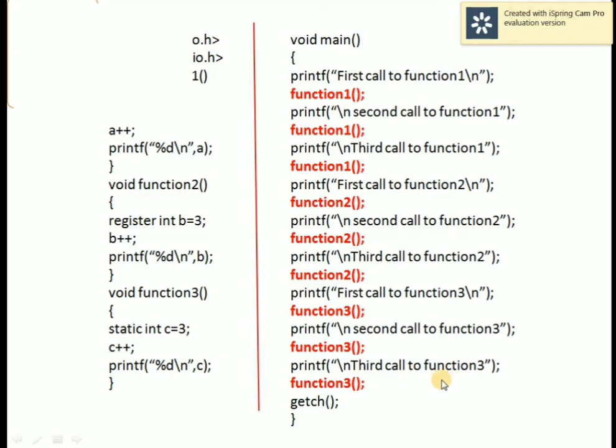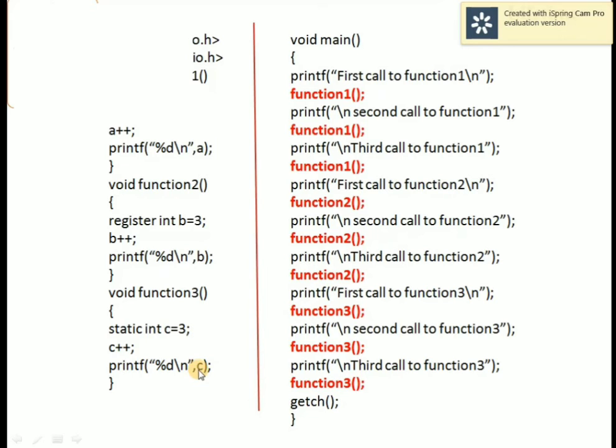So the third call to function 3. What was the previous value? In the second call it was 5. So what will happen now? 5 plus plus means 6. So the value of c would be 6.